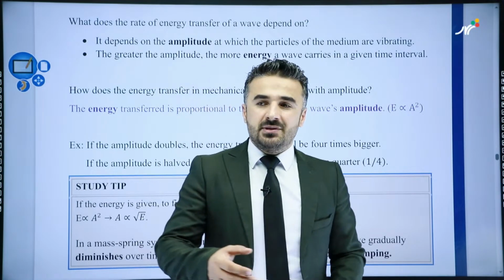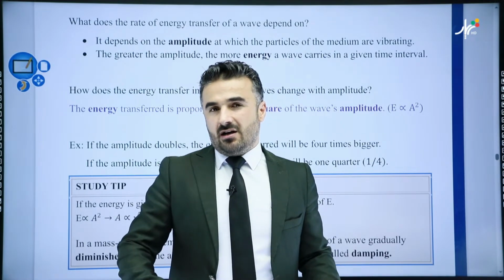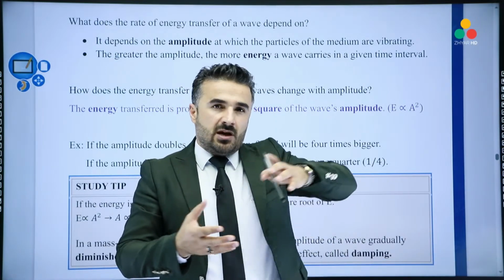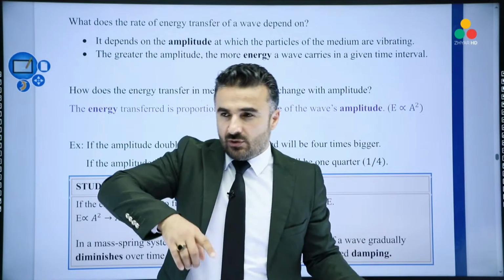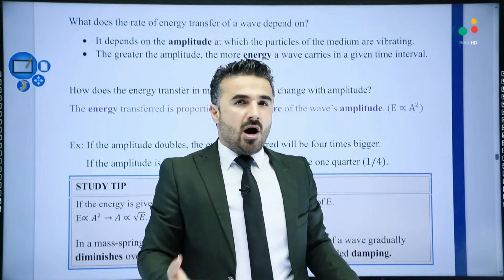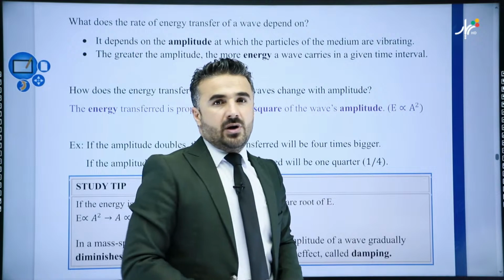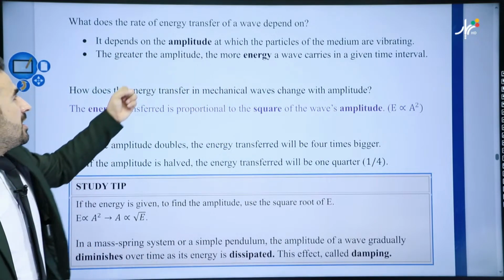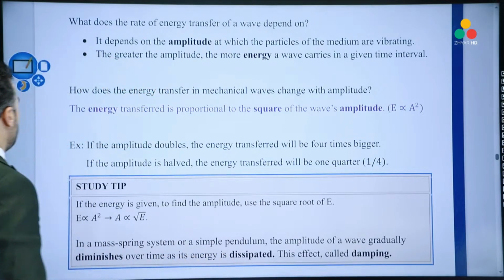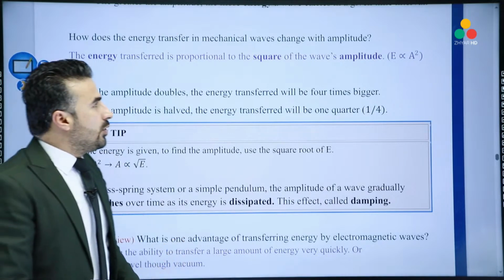For example, what happens when you drop a small pebble into water? Of course, it will produce ripples of low amplitude. But what happens if you drop, this time, a larger rock into that pond of water? You will see that it creates larger ripples, larger water waves. These larger water waves are carrying more energy than the waves created by a pebble. So we can say the greater the amplitude, the more energy is carried in a given time interval.